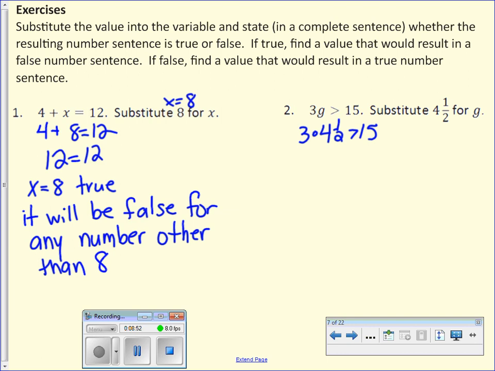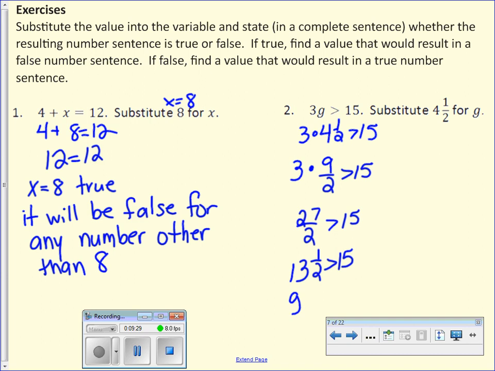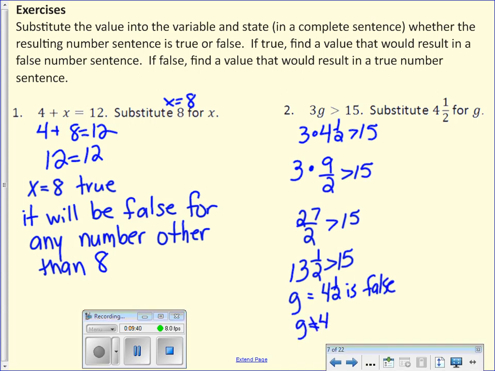Well, I'm going to change it to an improper fraction just so we can review fractions for a minute, okay? So 3 times 9 over 2 is greater than 15. So 27 over 2 is greater than 15. 2 goes into 27 13 times with 1 left over. So when g equals 4.5, is that inequality true or false? It's false. Right. So g equals 4.5 is false. Or if you want to say g does not equal 4.5, what would make that true?